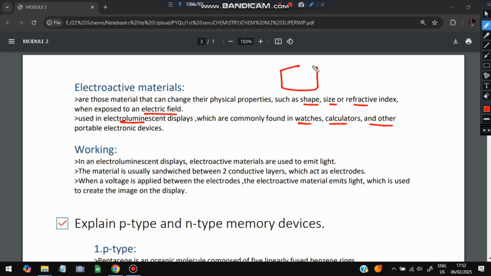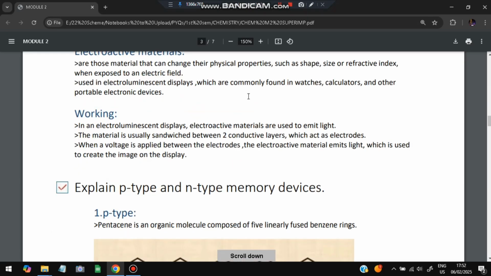As you can see in the calculator, we are able to see the digits, right? The digit is nothing but light, and the light is formed through the electricity. So that is an electroactive material. The working is also similar. The material is sandwiched between two conductive layers which act as electrodes.